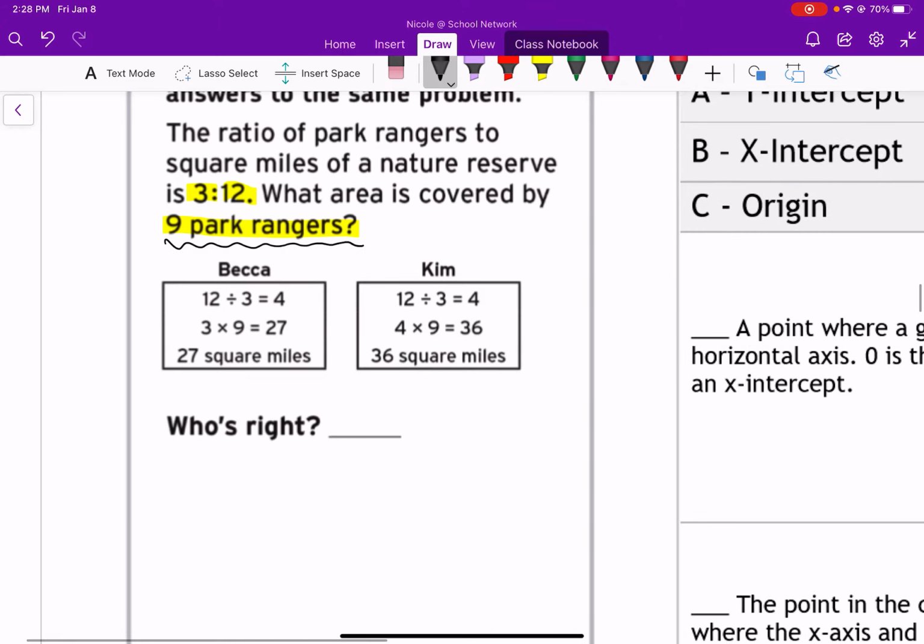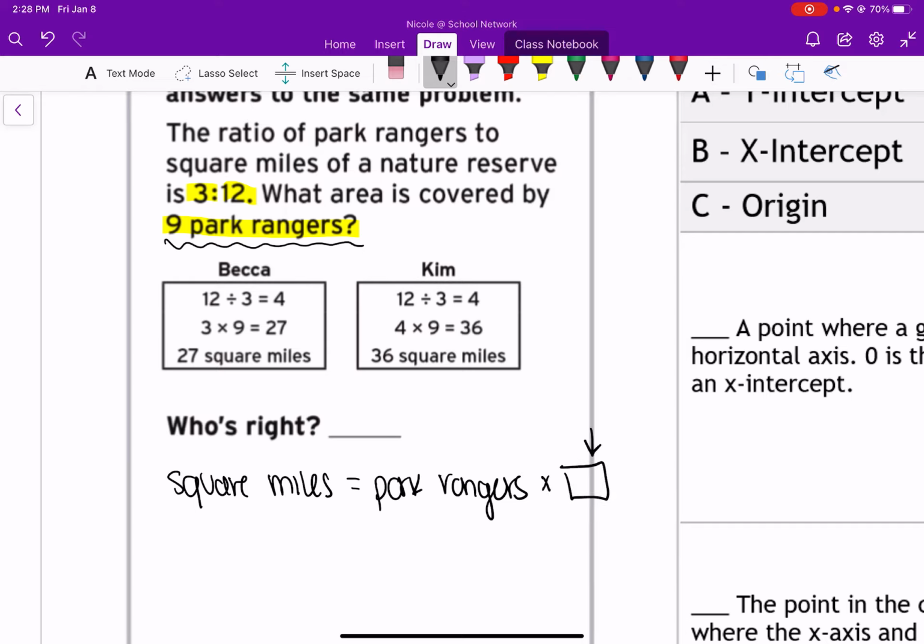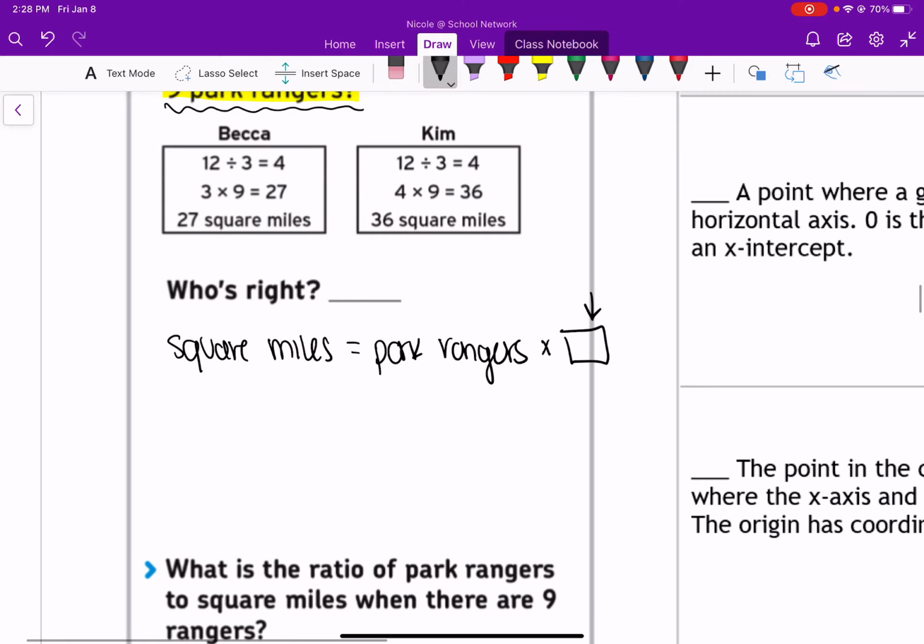So here we want to find the multiplicative relationship between park rangers and square miles. So the square miles is equal to the number of park rangers times how much. So this is our multiplicative relationship that we found before. So here, if there's 12 square miles for 3 park rangers, well, 3 times what number is 12? We can think about 12 divided by 3 is 4. So that's how they both got 4 here, 12 divided by 3.